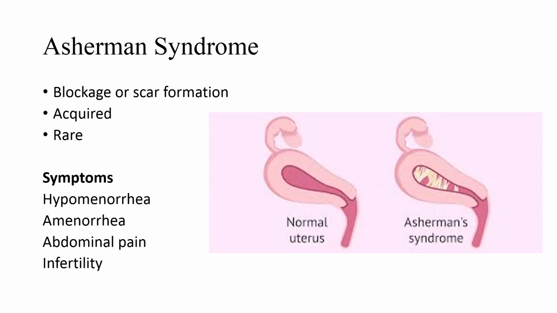Asherman syndrome is an uncommon acquired gynecological disorder that is characterized by changes in the menstrual cycle. So the women that have this acquired syndrome have decreased menstrual flow, and that could be due to inflammation of the lining of the uterus, and it is caused by the development of bands of scar tissue, like we can see here.